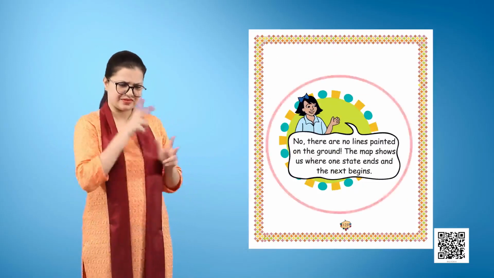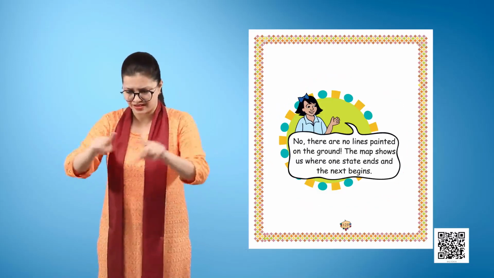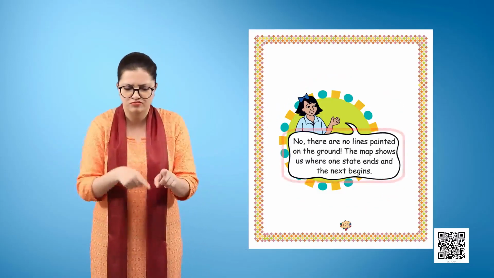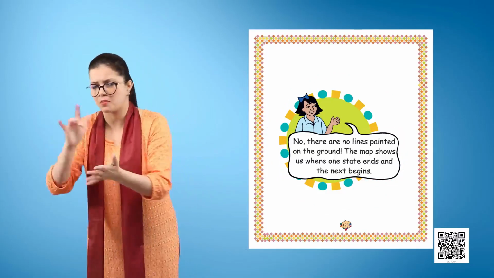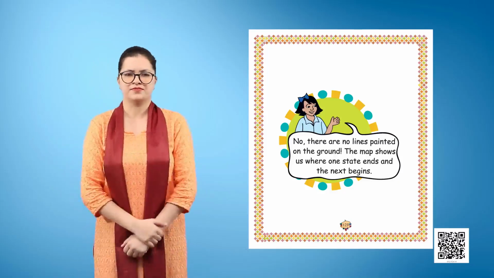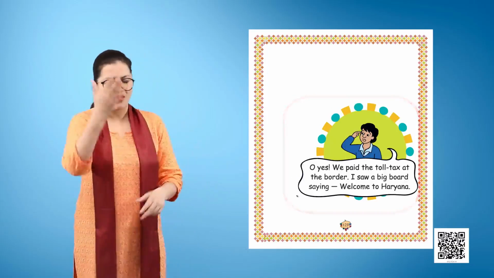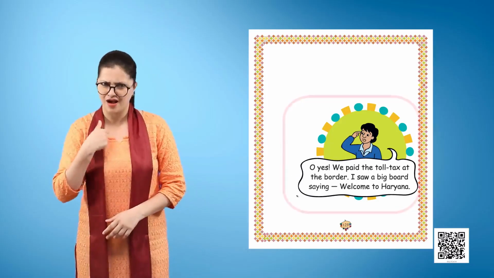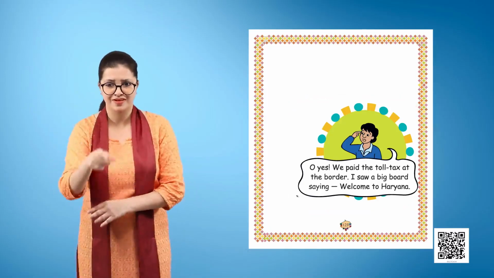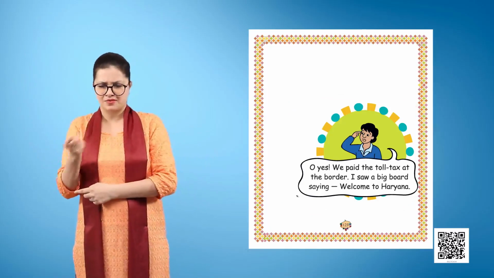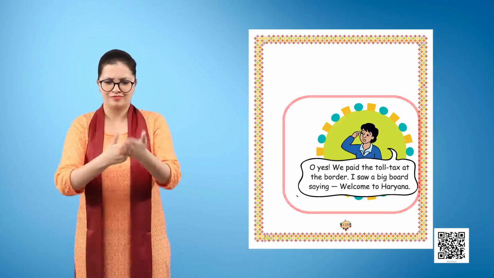The girl replies, no, there are no lines painted on the ground. The map shows us where one state ends and the next begins. To which Sabu replies, oh yes, we paid the toll tax at the border. I saw a big board saying, welcome to Haryana.